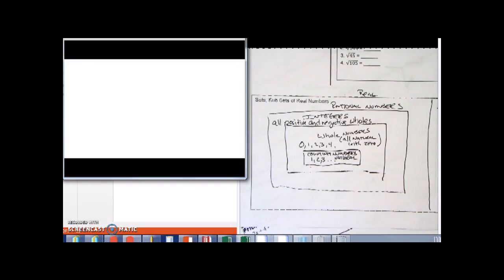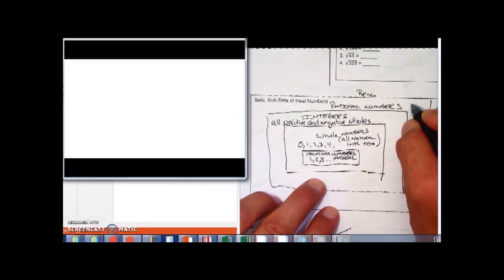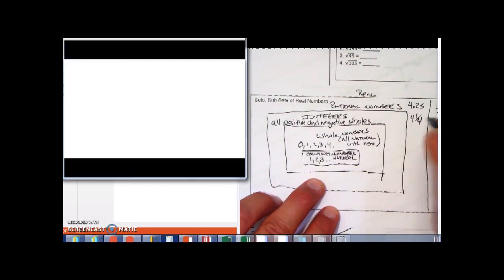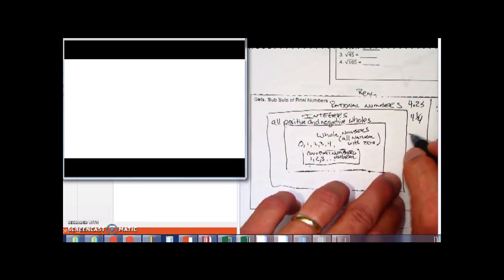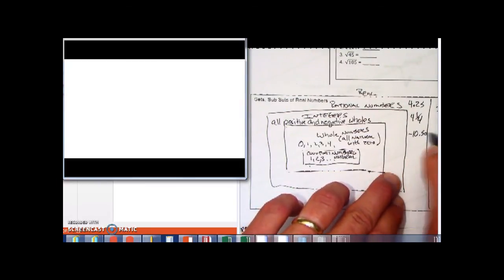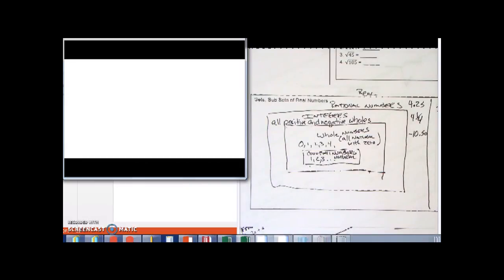So think about counting money. We would be precise, and whatever you counted would be exact. You could have $4.25 or 4 1/4. It's just not a whole. You could owe money, right? You could owe $10.50. So you could have a negative. So this is all the fractions and decimals, things that are positive and negative, but they're not whole numbers, okay?